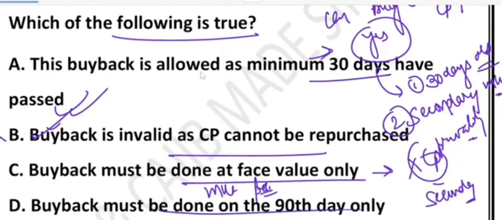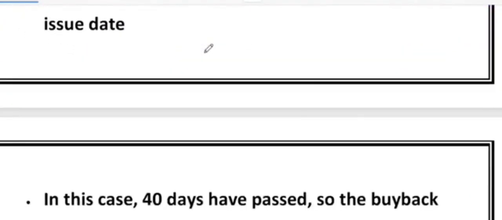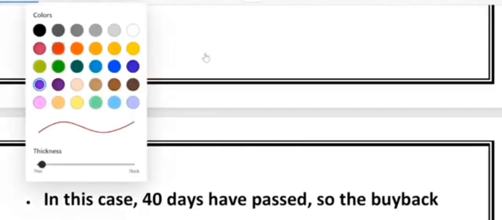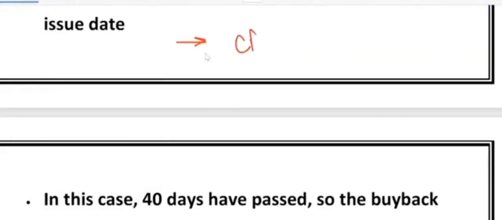Then option number D says buyback must be done on the 90th day only. This is also wrong. Totally wrong. Because CP matures on the 90th day, but companies are allowed to buy it back before, as long as 30 days have passed. So day 40 is fine. So let's summarize what we learned from this particular question, because learning is very much essential. I told you that CP can be bought back by the issuing company.